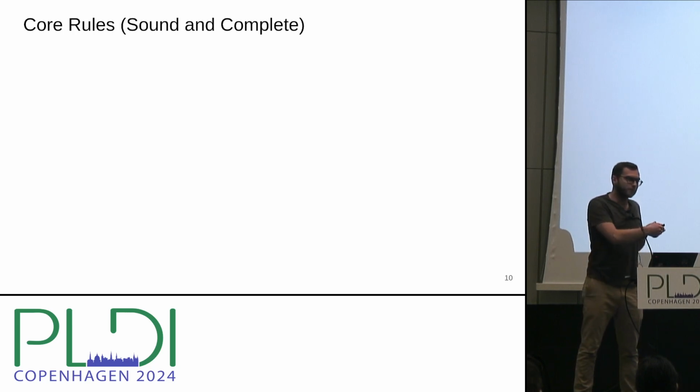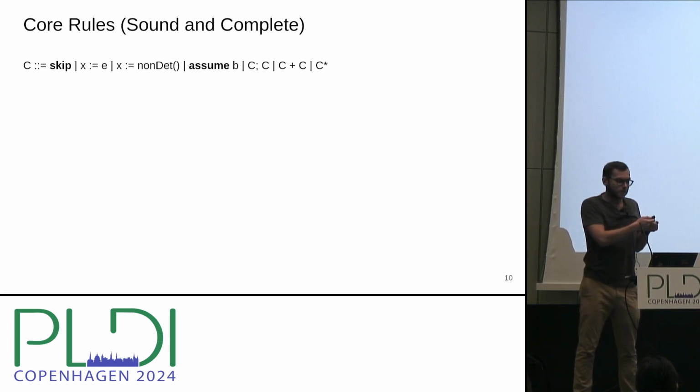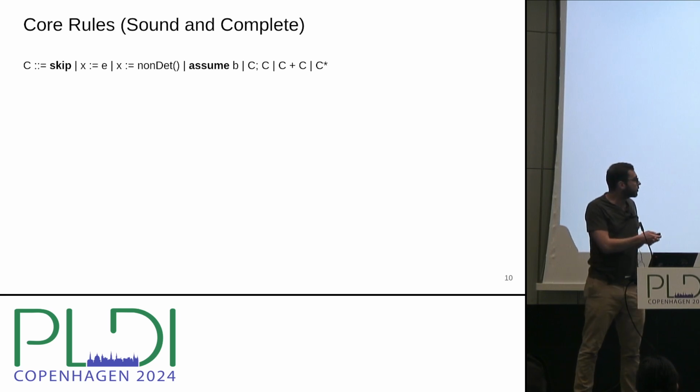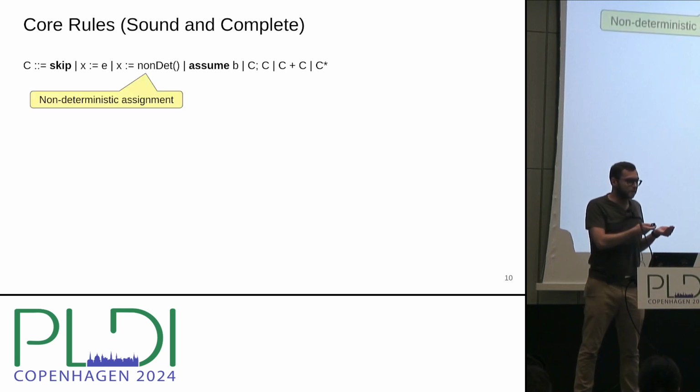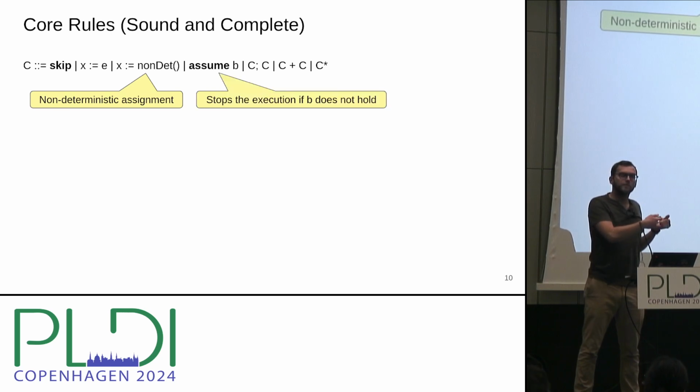So as I said, we first present a first set of core rules, a minimal set for which we can obtain soundness and completeness. So these core rules are formalized for the following imperative non-deterministic programming language, where we have a non-deterministic assignment. We have an assume statement.